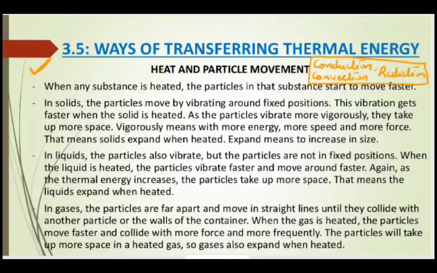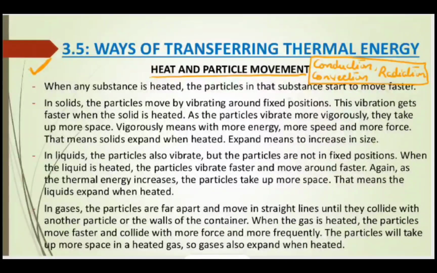energy in detail. And how do we observe it in nature? How have the industries started using it in day-to-day life and processes? We'll get into the details. Okay, let's start. Heat and particle movement.